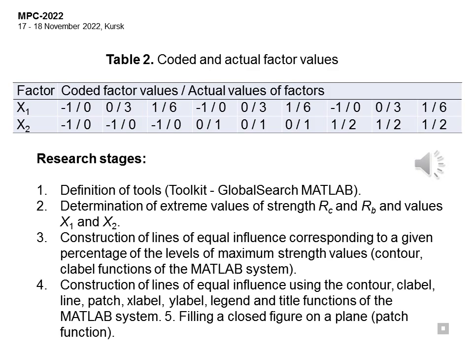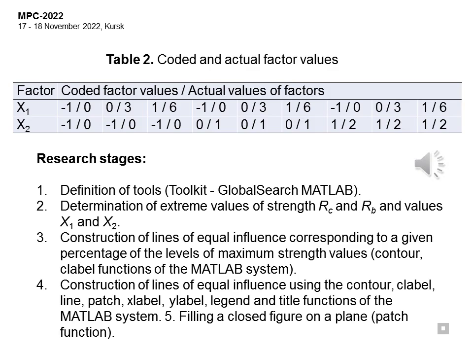Lines of equal influence were built, the values of which corresponded to a given percentage of the levels of maximum strength values, using the contour and Clapeyron functions of the MATLAB system. The meshgrid and mesh functions were used to visualize the response surfaces of strength values. Lines of equal influence levels were plotted separately using the contour, Clapeyron, line, patch, xlabel, ylabel, legend, and title functions of the MATLAB system. The patch function was used to fill a closed figure on a plane.